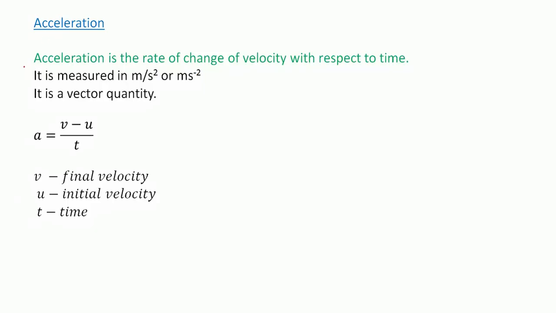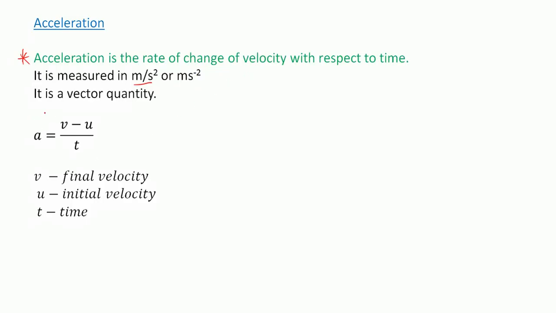Acceleration is the rate of change of velocity with respect to time. So you need to learn this definition. And acceleration is measured in meters per second squared. And it is also a vector quantity, because if we look at the definition, it is the rate of change of velocity. And velocity, we know, is a vector quantity.